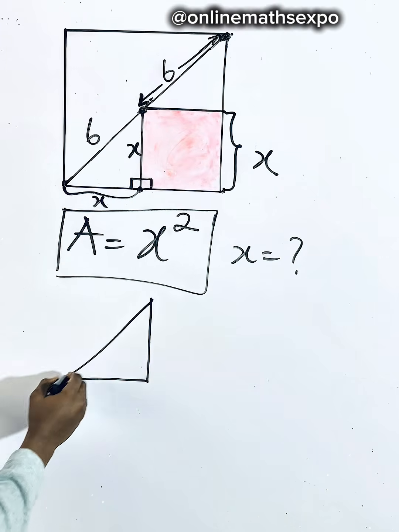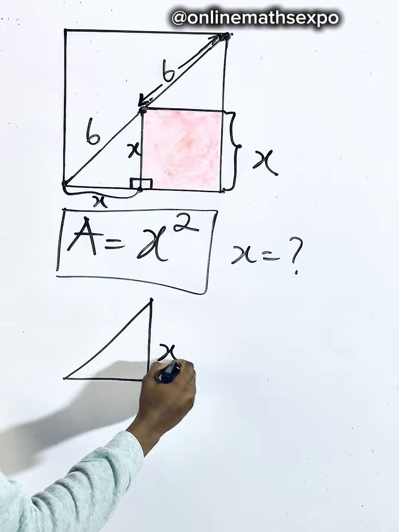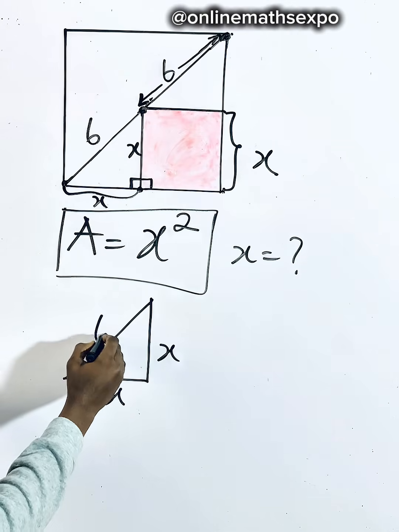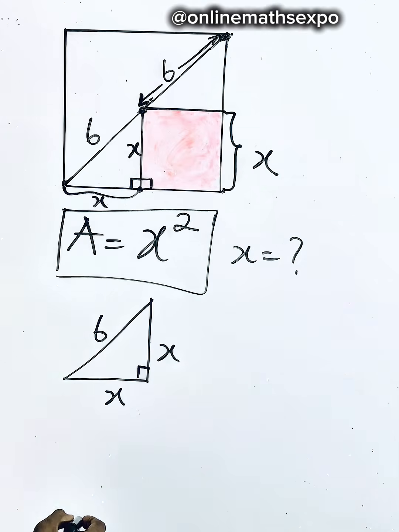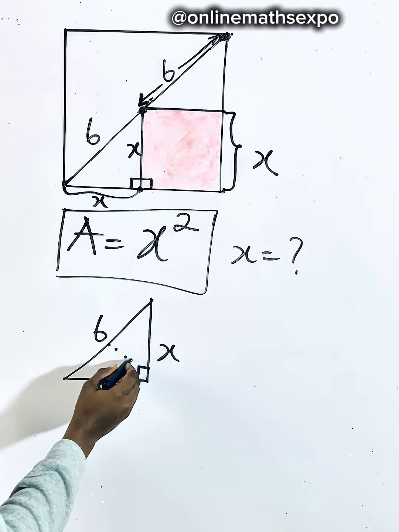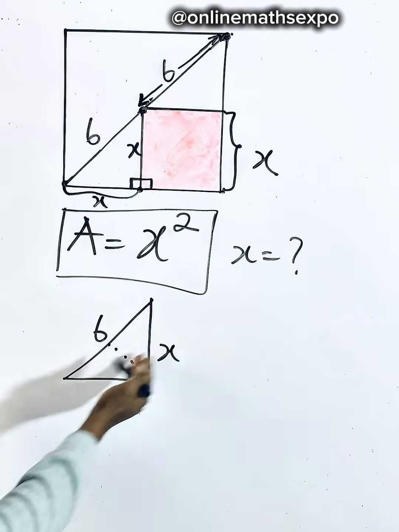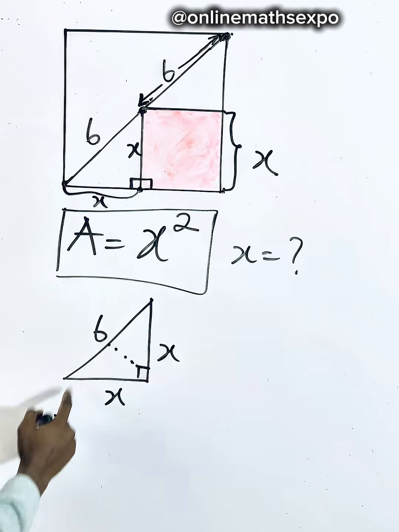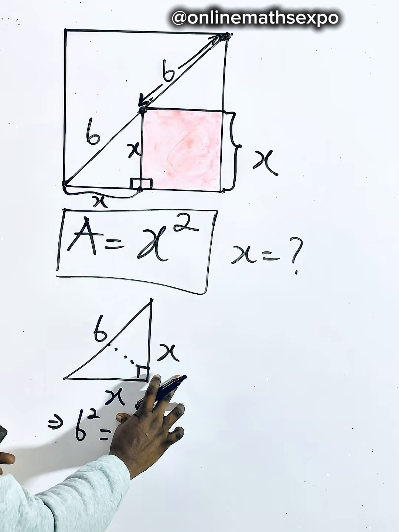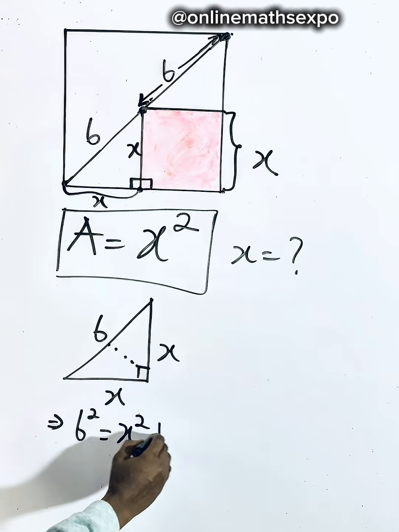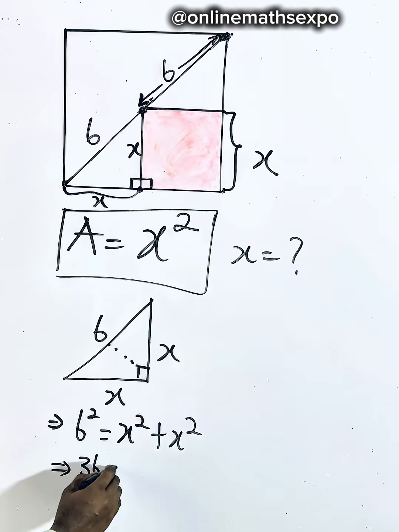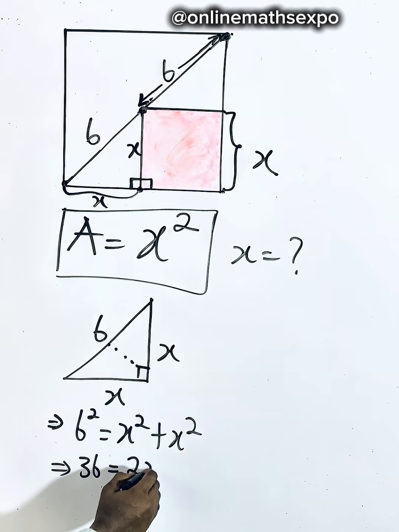So let's bring this shape out to help us solve. So if you do that, this length measures x, and this length measures x. This length measures 6. So if you're using your Pythagorean theorem, remember that this side that is opposite to the right angle is the longest side. So what you just need to do is to square it, and it should be equal to the two legs squared and summed. So you have 36 is equal to x squared plus x squared. If you simplify this, this gives us 2x squared.